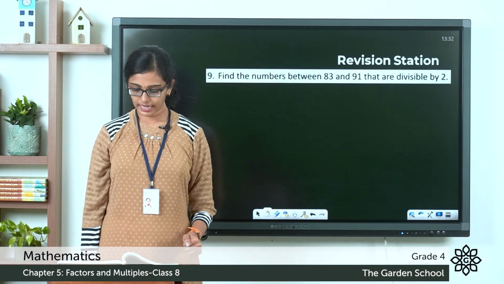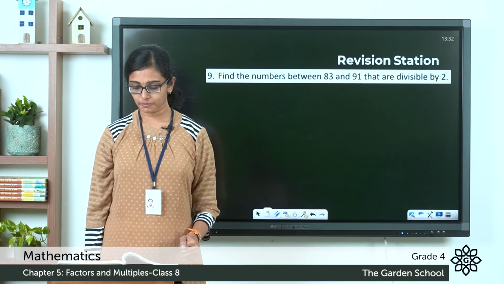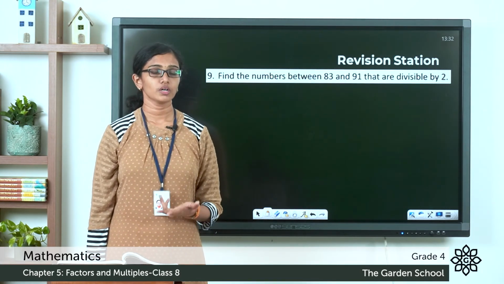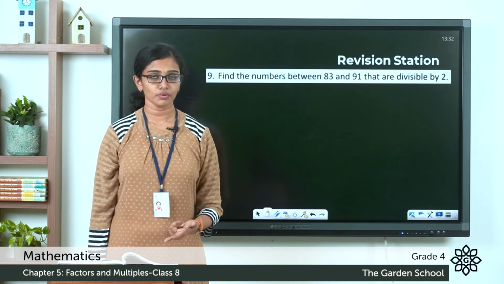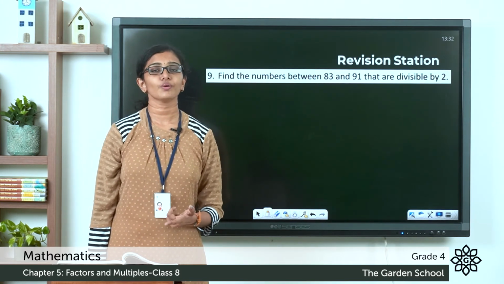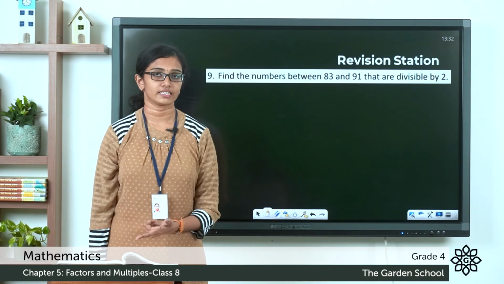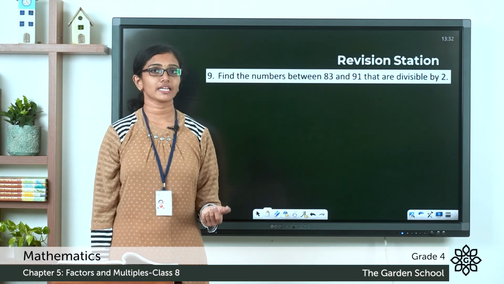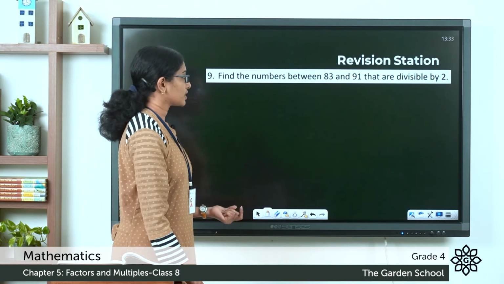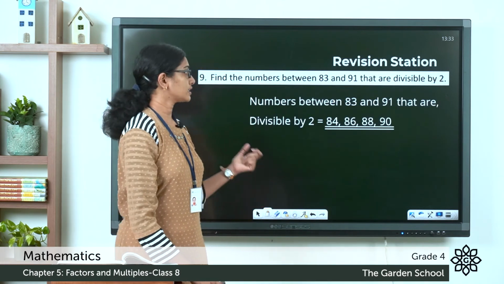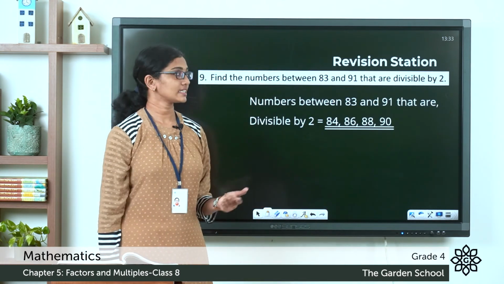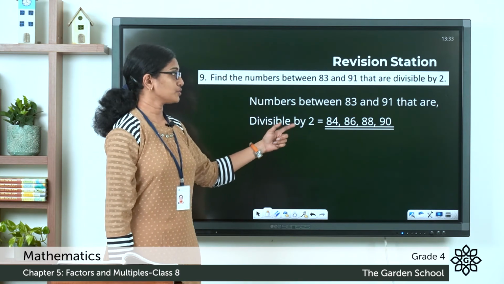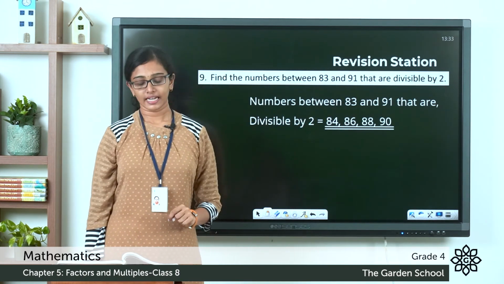Find the numbers between 83 and 91 that are divisible by 2. So, we have learned the divisibility rule of 2. For a number to be divisible by 2, it should end in either 0, 2, 4, 6 or 8, right? They should be even numbers. So, let's see the even numbers between 83 and 91. So, which are the even numbers between 83 and 91? They are 84, 86, 88 and 90, and these are the numbers which will be divisible by 2 between 83 and 91.